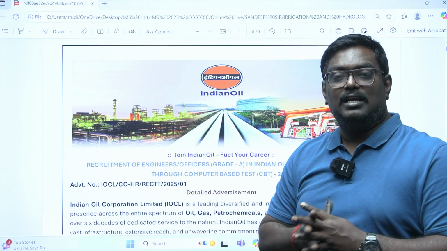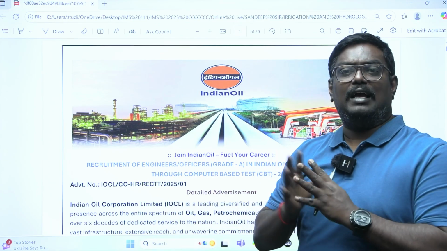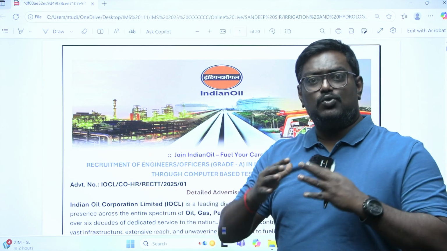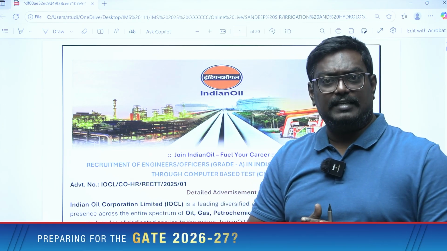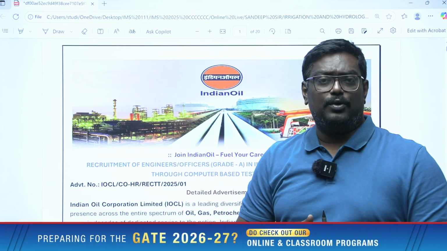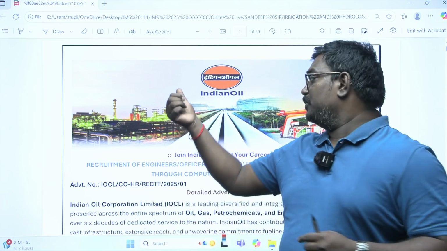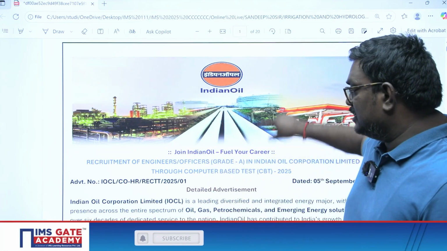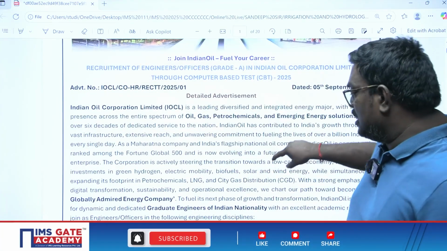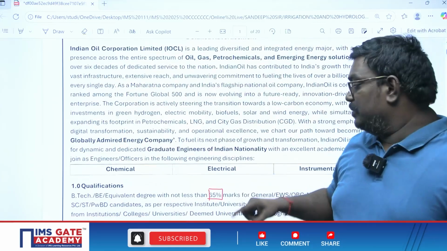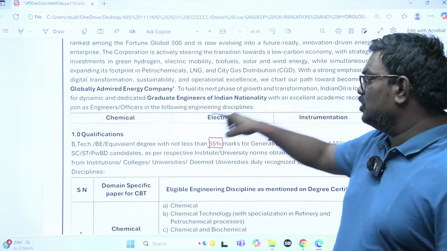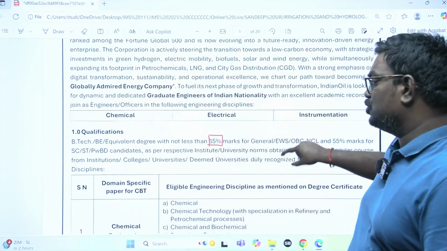Myself, Sandeep Adari. Here is the detailed notification for IOCL. But my dear students, usually IOCL used to recruit through the GATE exam, but this year they are recruiting for particular branches through the computer-based test. It was a detailed notification on 5th September, and they are recruiting through the computer-based test. The eligible branches are chemical, electrical, and instrumentation.